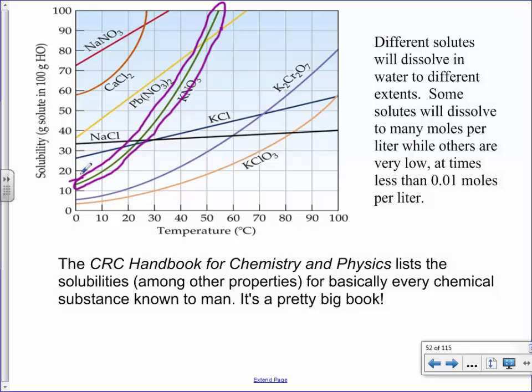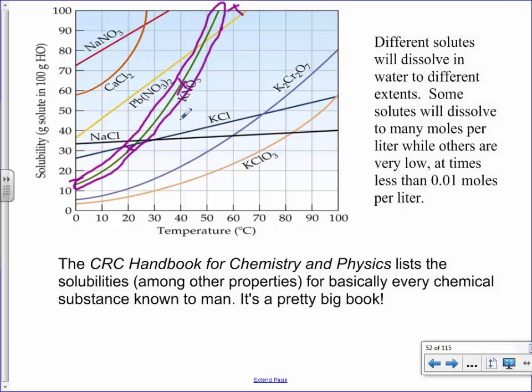That makes sense? And hopefully it will look something like this graph out of your notes right here does. So what we're going to do in our lab is we're going to see how much solute we can dissolve at 20 degrees Celsius. And then we're going to see how much we can dissolve at 40 degrees Celsius, and how much at 60 degrees Celsius. And hopefully we'll get a nice smooth graph.